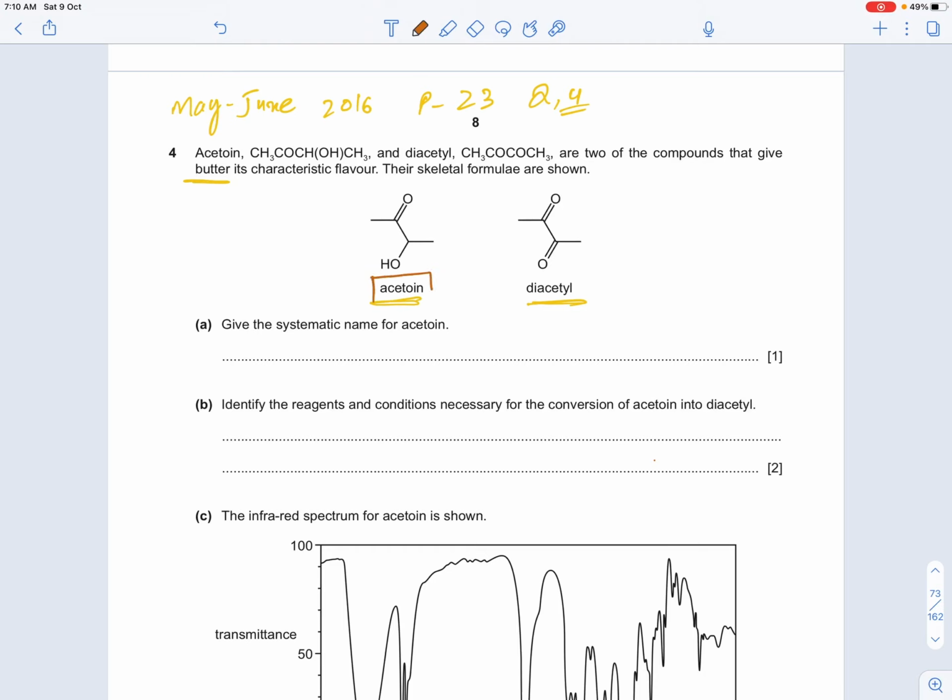So we have to name acetoin. Now if you look at this structure of acetoin, we have two functional groups present in acetoin. One is ketone and the other one is alcohol, right? So in acetoin there are two functional groups. Number one is ketone and number two is alcohol. So that means it is a multifunctional compound, and if we have more than one functional group present in an organic compound, then we have to decide the priority order.